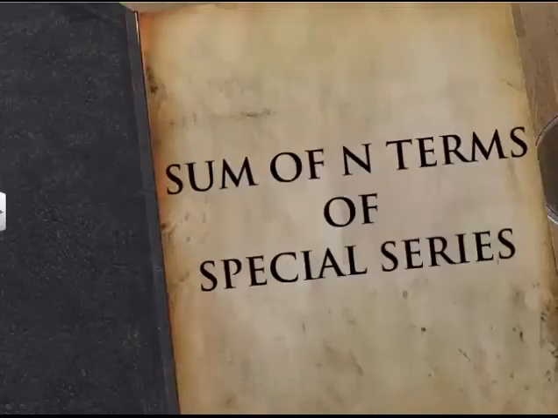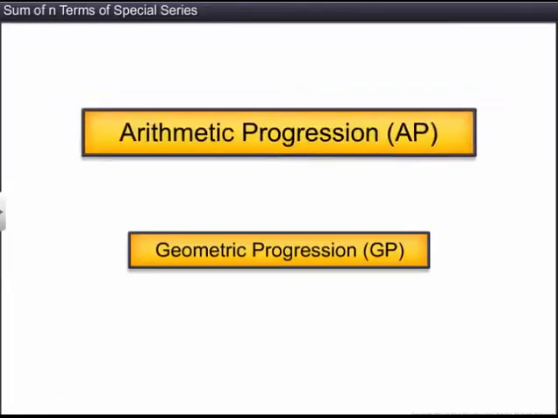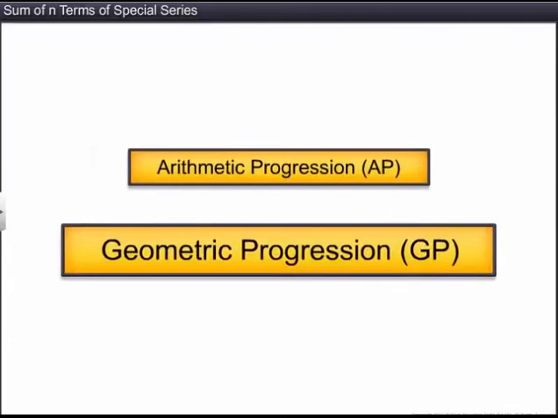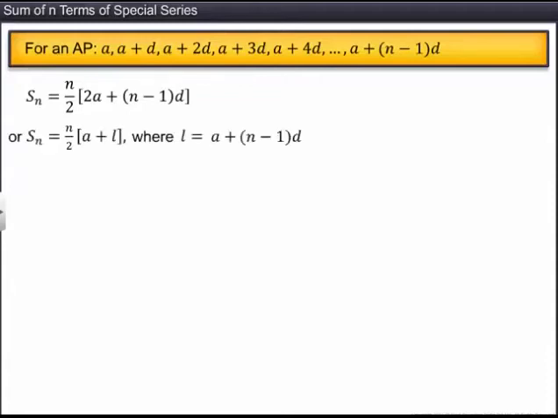In this module, you will learn to find the sum of n terms of some special series. By now, you're familiar with arithmetic progression and geometric progression. The sum of n terms of an AP is equal to n by 2 into 2a plus (n minus 1) into d, or n by 2 into (a plus l), where l is the nth term or the last term. It is denoted by S with subscript n.